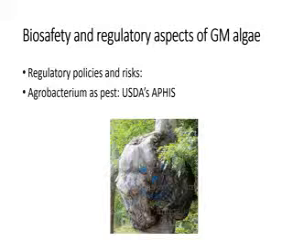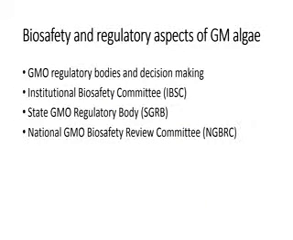The second is the GM regulatory body, and there are multiple GM regulatory bodies: institutional biosafety committees, state GM regulatory bodies, the national GM biosafety review committee. All this should assure that our GM product is actually of no harm to mankind. So there are multiple steps and multiple institutions. There are only three at the international level. For the national level, there are still multiple organizations you have to go through, and it takes long and huge procedures.